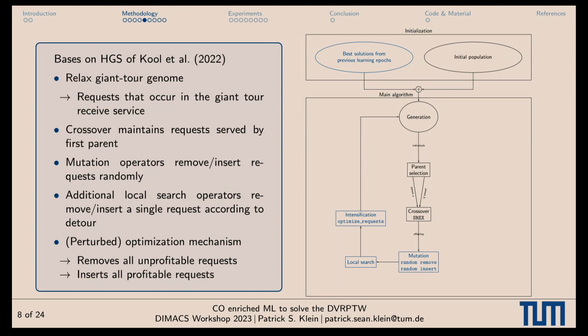And here we modify this algorithm by essentially relaxing the giant tour genome to allow certain requests to not be included inside of it. We implicitly treat these requests as not being provided service in the final solution. We then modify the crossover operators such that they maintain the request set serviced by the first parent, add additional mutation operators that randomly remove and or insert requests in order to diversify the request set, add additional local search operators that remove or insert single requests according to the detour that they cause. So this is just part of the local search. And we further implement an optimization algorithm which batch removes all unprofitable requests and then reinserts all profitable requests. We sometimes perturb the costs here, that is the removal and the insertion costs, in order to further diversify the request set if this is necessary.